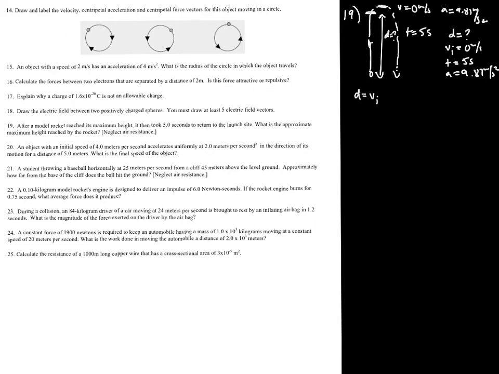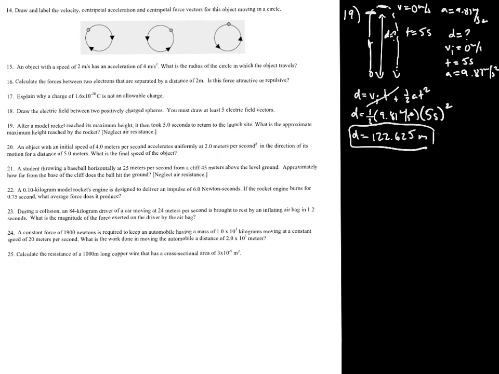d equals v_i t plus 1/2 a t squared. We're looking for d, so this already crosses out to 0. So 1/2 times 9.81 meters per second squared times time squared, 5 seconds squared. And so d will then equal 122.625 meters. Okay.